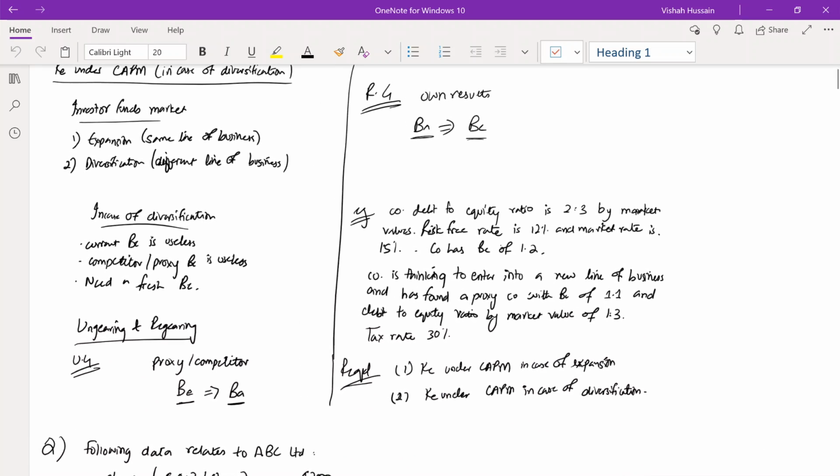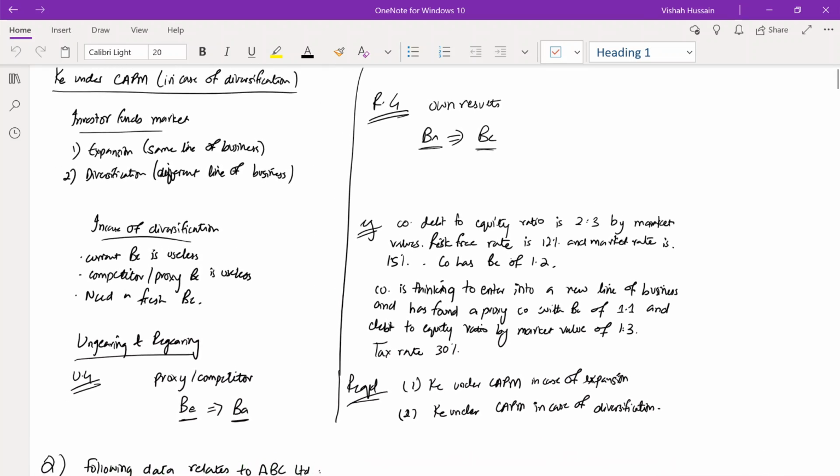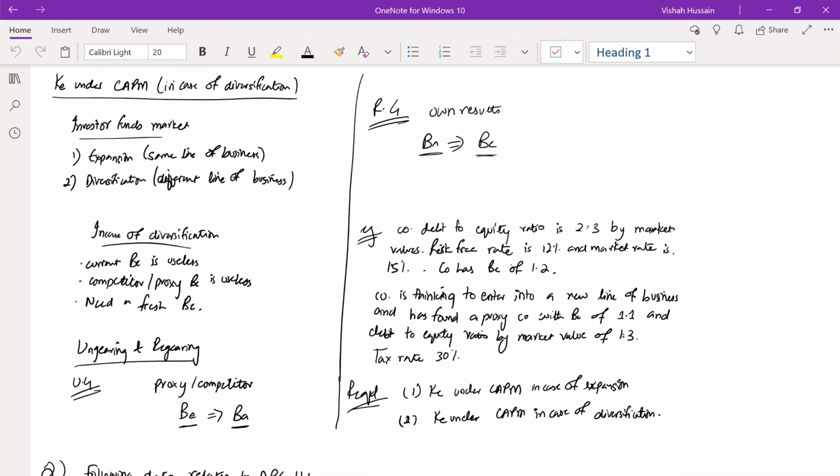KE under CAPM. In case of diversification, when you diversify, you are basically choosing a different line of business to invest in. But when you are expanding, you are choosing the same line of business, but obviously you are expanding through probably more branches or through probably more factories of your own company. But in case of diversification, your current beta equity becomes useless.